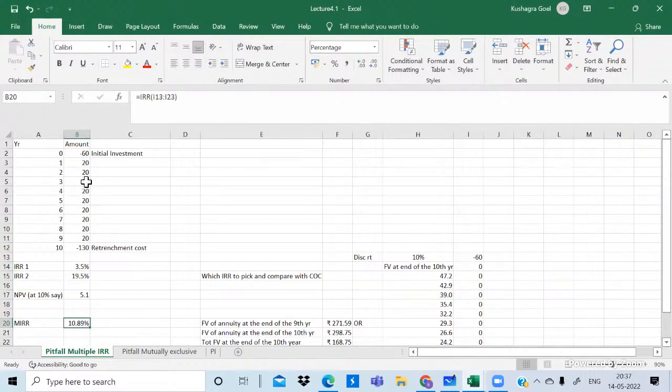Okay, fine. Again, from an exam point of view, you will not get a question where I tell you to calculate multiple IRRs, but I'm just explaining it. How do you calculate multiple IRRs in case the sign changes?